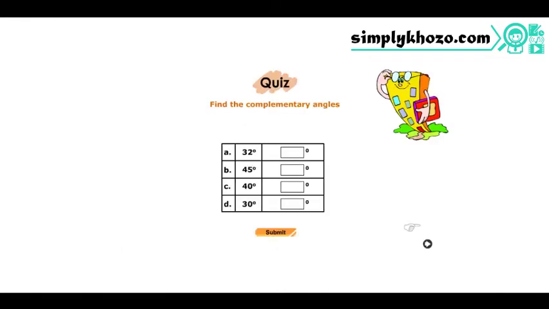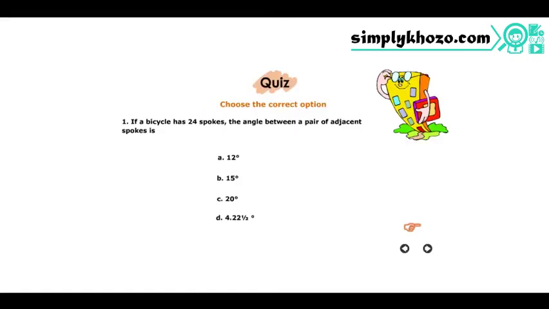Find complementary angles of the following. Find the supplementary angles of the following. Click on the correct option to complete the given sentence.